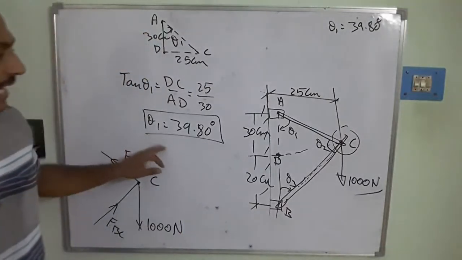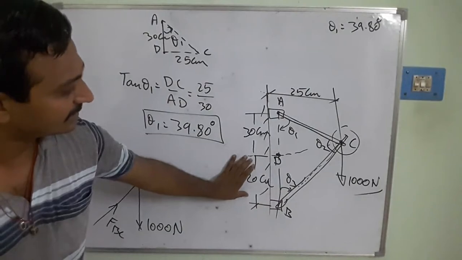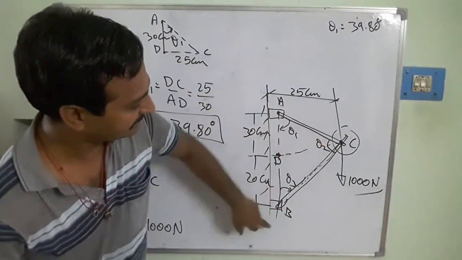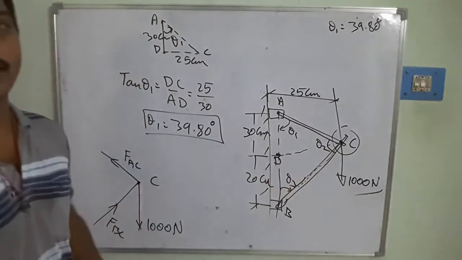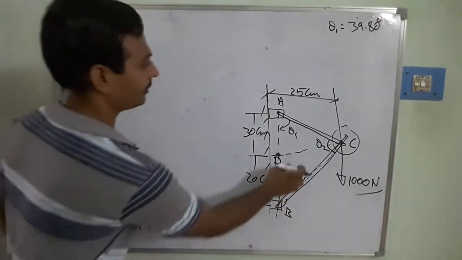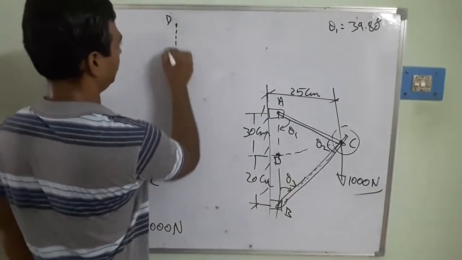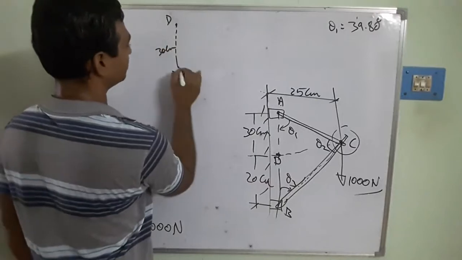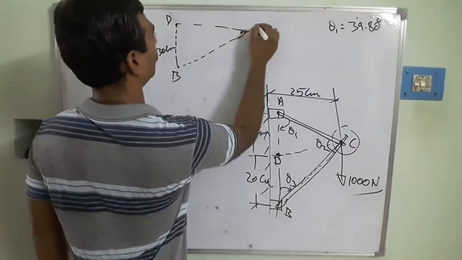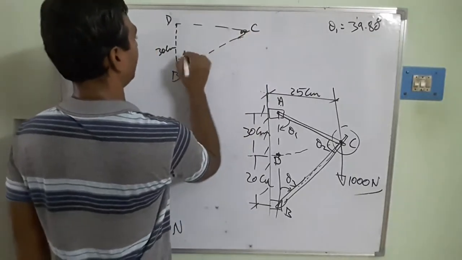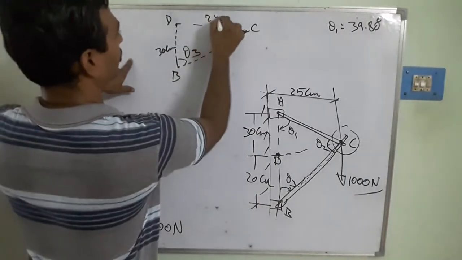And similarly, we can calculate theta 2. What is theta 2 here? That's going to be 20 centimeters, right? That means BD is 20 centimeters, BC is going to be 25 centimeters. From that we can calculate it. So I'm going to draw this one. This is the point B, and this distance is going to be 30 centimeters, and this one is going to be your point C, and it is going to make an angle of theta 3 here. So this distance is going to be 25 centimeters.